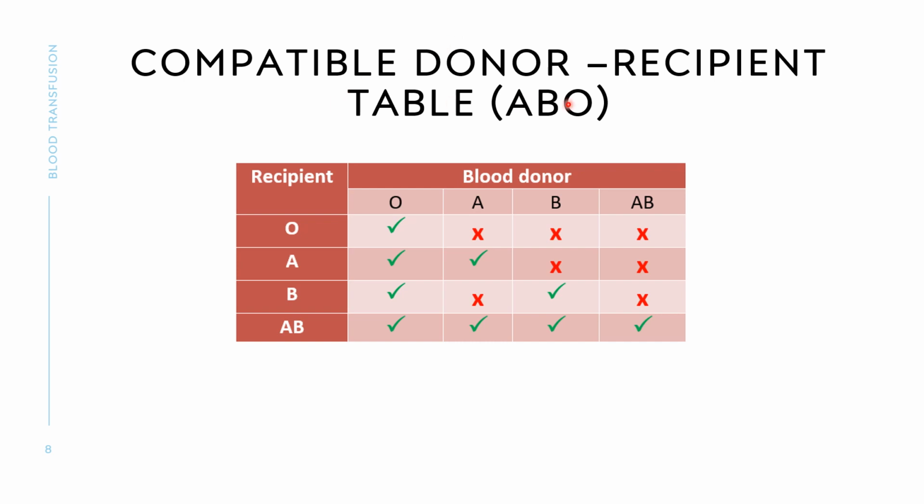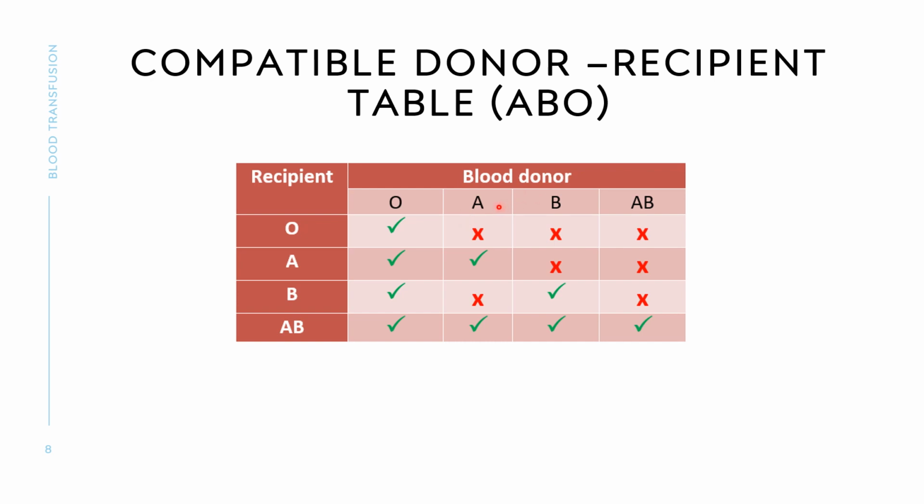So if we look at the compatibility of the donor recipient table, we can see that a donor who has blood group O can give blood to a recipient O, to a recipient A, to a recipient B, and to a recipient AB. And you know why? That is because O does not have any antigens. Alright.